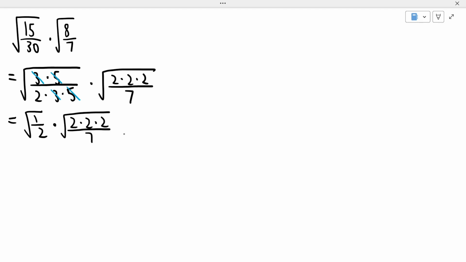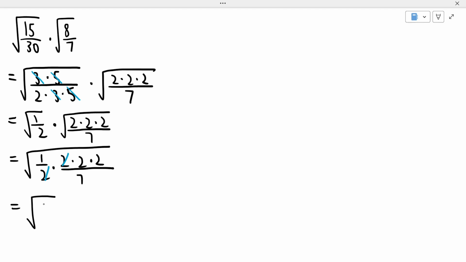Now we can combine these two fractions as a single fraction, because if we have the product of two square roots, we can always rewrite it as the square root of the product of the two values. So this becomes the square root of 1/2 times the second fraction, which is 2 times 2 times 2 over 7. The 2 in the denominator of the first fraction cancels out with one of the 2's in the second fraction. So this entire fraction simplifies to 1 times 2 times 2 in the numerator, which equals 4, and 7 in the denominator.